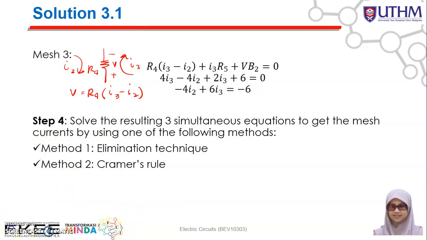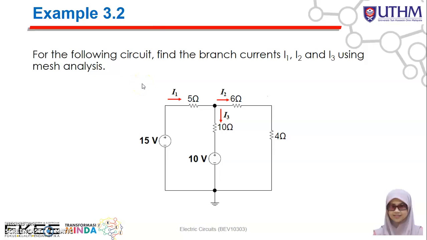Okay. Now we go to the next example, which is example 3.2. For the following circuit, find the branch currents I1, I2, and I3 using mesh analysis. Just refer to this figure. Here are the branch currents I1, I2, and I3. In order to apply mesh analysis, the first step is to assign the mesh currents. So here is the mesh current I1 and here is the mesh current I2.